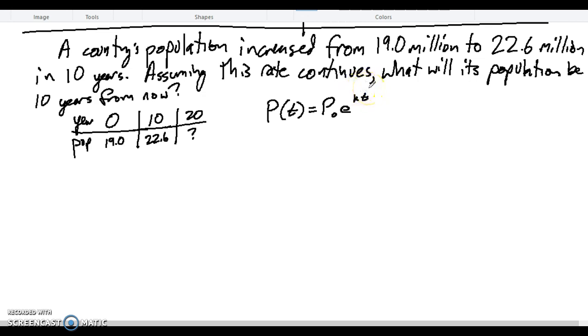So how am I going to find that? Well, the big question first is the initial population. That's 19 million, so I can toss that in. k, I don't know, but I do know after 10 years, it has increased to 22.6 million. So I can solve for k. I'll do that by dividing by 19.